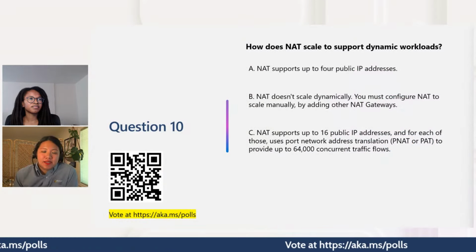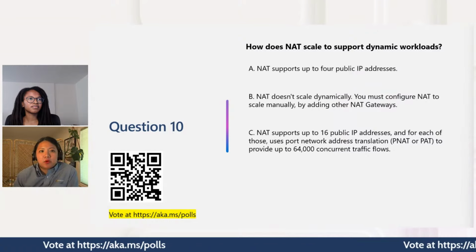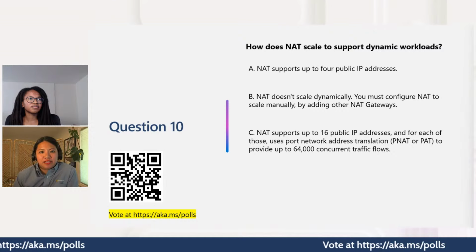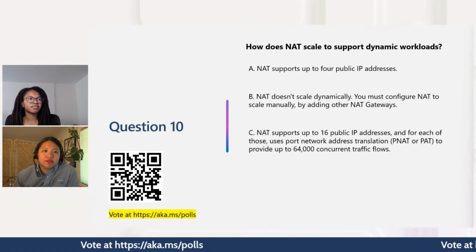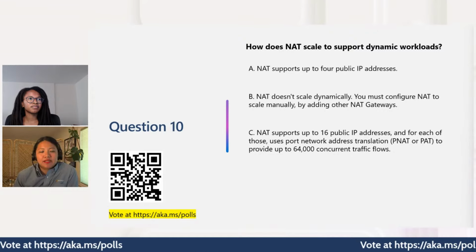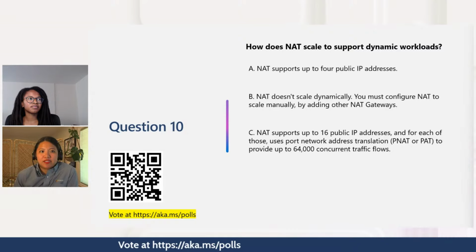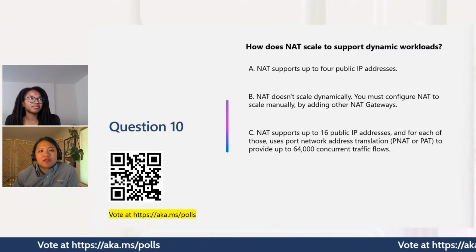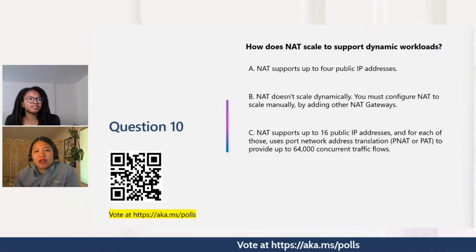How does NAT scale to support dynamic workloads? Your choices are: A, NAT supports up to 4 public IP addresses. B, NAT doesn't scale dynamically. You must configure NAT to scale manually by adding other NAT gateways. And C, NAT supports up to 16 public IP addresses, and for each of those uses port network address translation to provide up to 64,000 concurrent traffic flows.